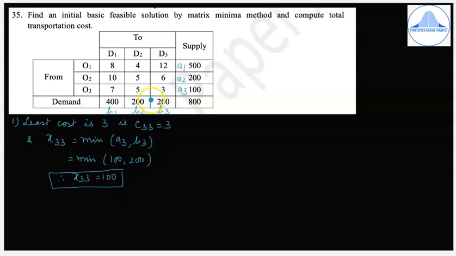Then write the allocation in this cell here as 100. And you see that this 100 matches with the availability at O3. So write availability at O3 is satisfied.